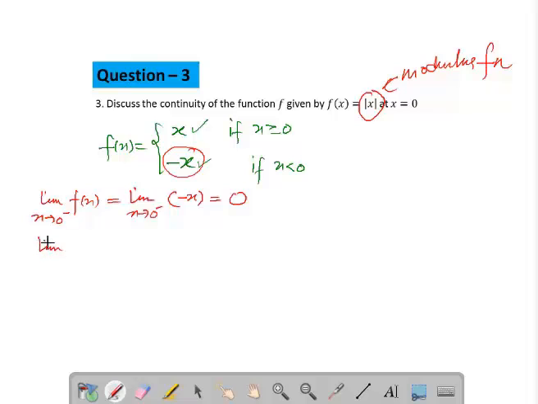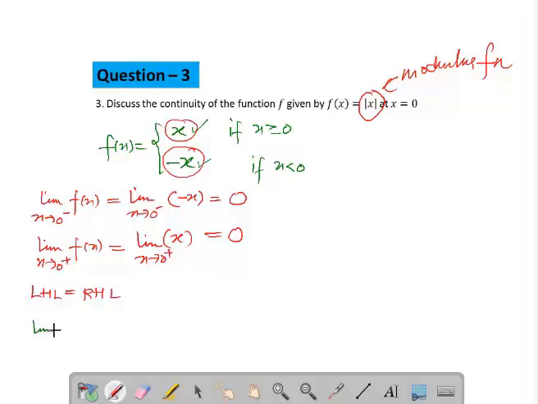Now next, we need to find the limit of the function f of x when x is approaching towards 0 plus. That means we are finding the right hand limit. So when x is slightly greater than 0, that means when x is greater than or equal to 0, we need to take this function. So f of x value will be x. Okay, now we apply the limit and we get 0. So here the left hand limit is equal to the right hand limit. Left hand limit equals right hand limit means the limit exists at 0, right? So limit x tends to 0 of f of x is equal to 0.